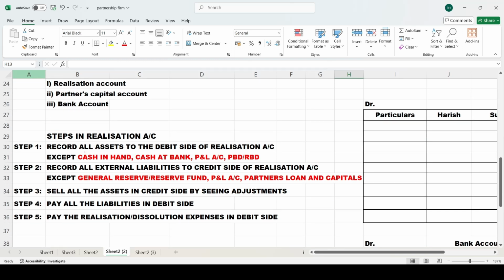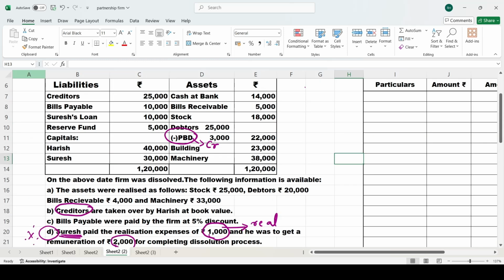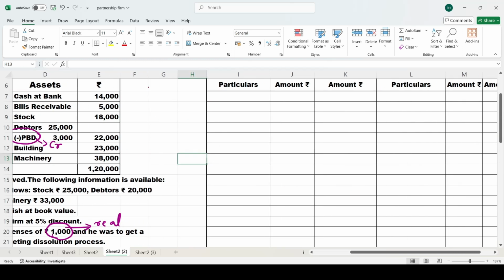Yes, we do follow the steps in the realization account. First, we will record all the assets on the debit side of the realization account, except cash in hand, cash at bank, P&L account, as well as PBD or RBD if given. Okay, fine. We will move on to recording all the assets one by one on the debit side of the realization account. We will start with that. To: first, cash at bank should not be recorded. We will just mark it.